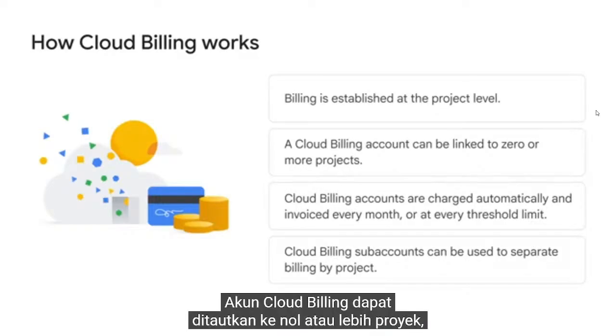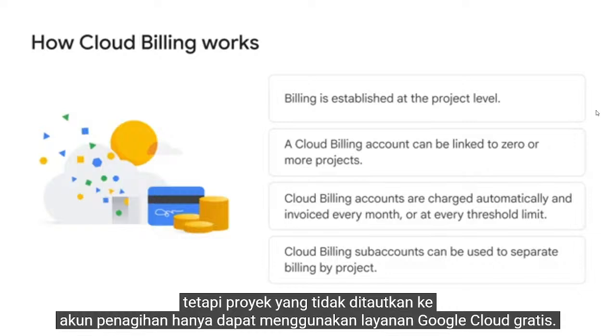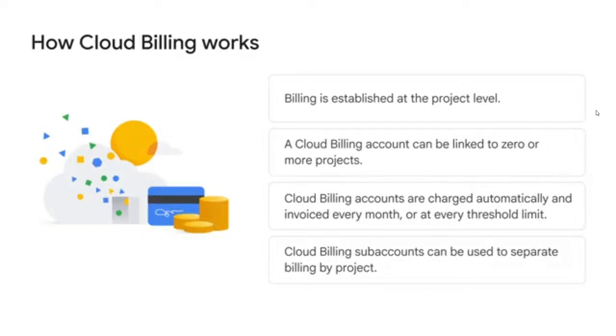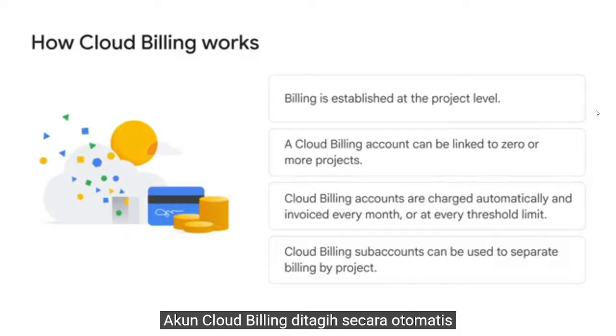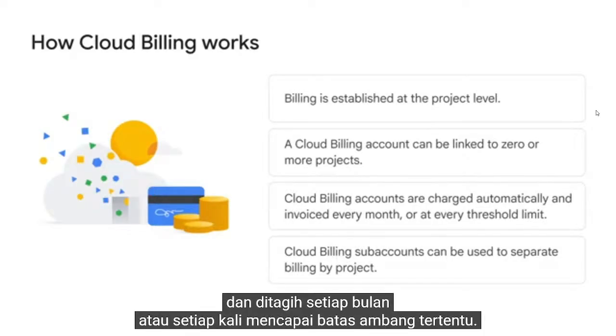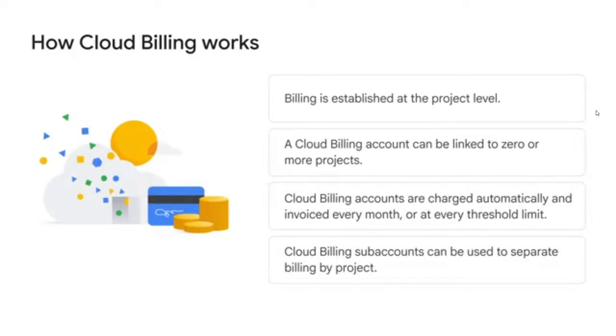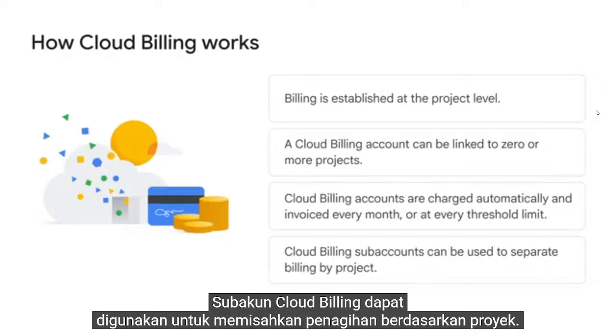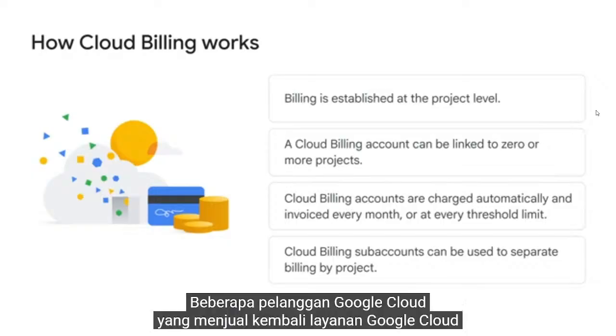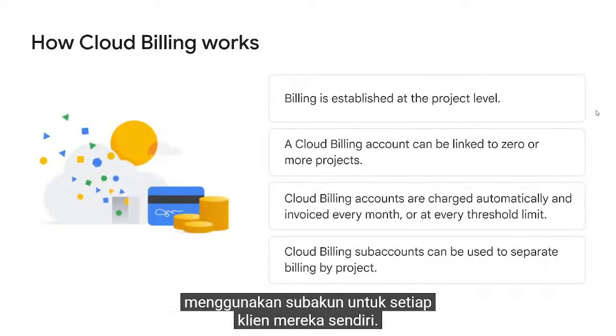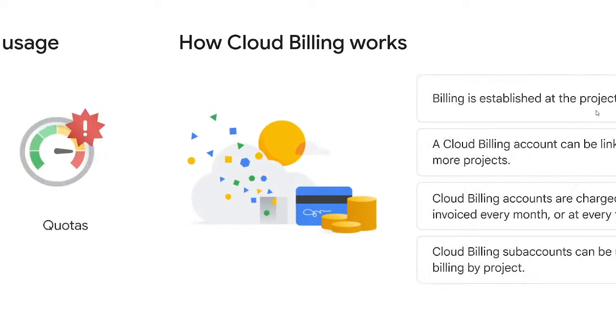A cloud billing account can be linked to 0 or more projects, but projects that aren't linked to a billing account can only use free Google Cloud services. Cloud billing accounts are charged automatically and invoiced every month or at every threshold limit. Cloud billing sub-accounts can be used to separate billing by project. Some Google Cloud customers who resell Google Cloud services use sub-accounts for each of their own clients.